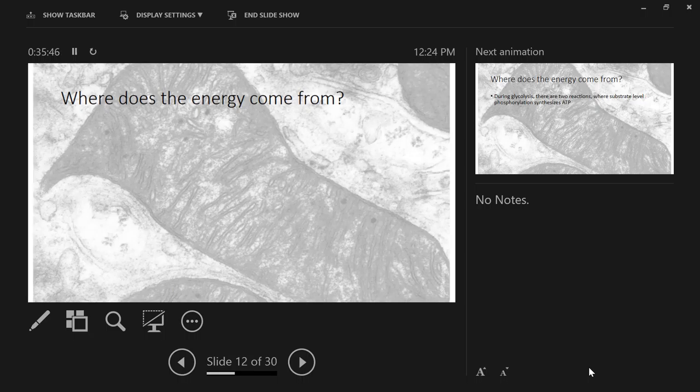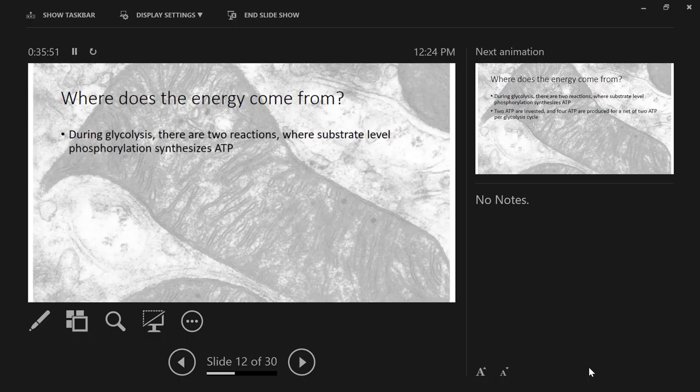Where does the energy come from? Overall, during glycolysis, we produce two net molecules of ATP through what we call substrate-level phosphorylation. Substrate-level phosphorylation means that we took phosphorus and attached it to something using an enzyme. In this case, we took a phosphorus and attached it to ADP using an enzyme.